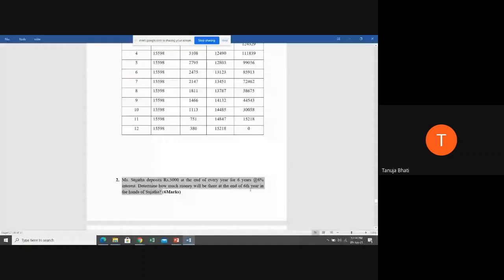Determine how much money will be there at the end of 6th year. Future value. Okay. Now tell me which formula. Very good, students. Future value answer is correct. Now tell me which formula are you going to use. See, they're telling 5,000 at the end of every year for 6 years. So Sujata is going to deposit 5,000 annuity. So which annuity is it? Deferred annuity, very good. So what is the formula for future value of deferred annuity?